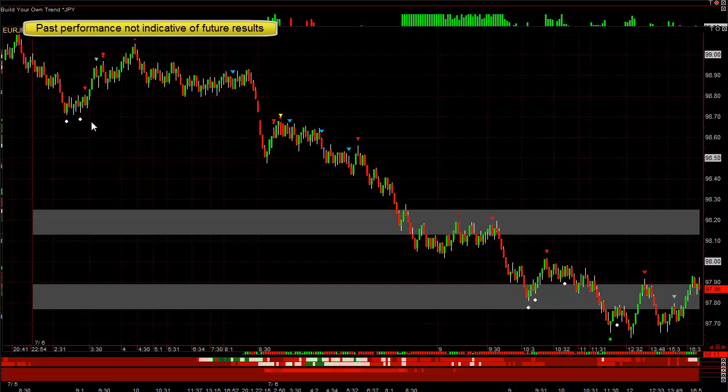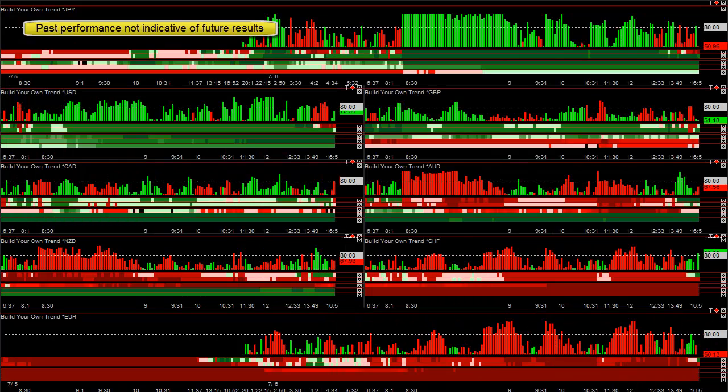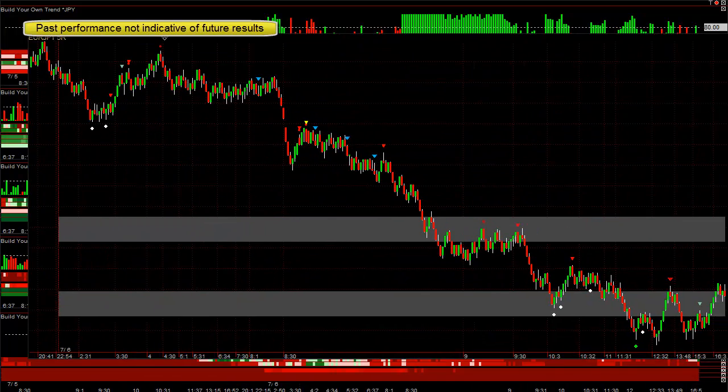This one also found a decent counter trend trade up. And this one also did a good job finding a counter trend sell, even though the trend was up at that time. It nailed the high of the day. Now, the euro was one of the weakest. The Swiss was also extremely weak today. The dollar was strong. We'll bring up the dollar Swiss.